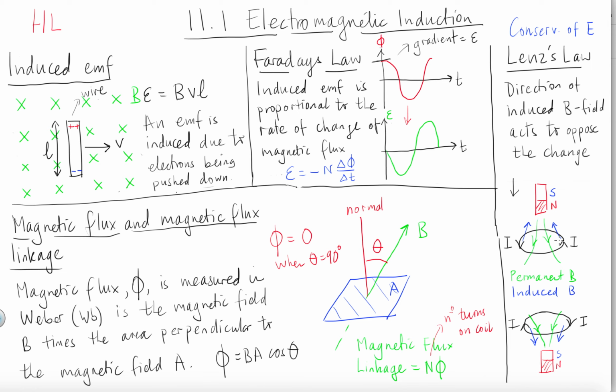Therefore, the induced magnetic field acts to oppose that change and is directed upwards. Therefore, from the right-hand grip rule, the induced current is going counterclockwise. However, as the magnet leaves from below the coil, the magnetic field is decreasing downwards, so the induced magnetic field acts to oppose the decrease by increasing downwards, and therefore the current switches direction. But remember, Lenz's law is a result of the conservation of energy.